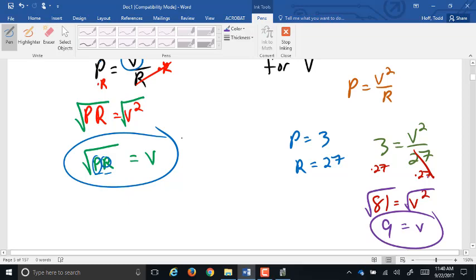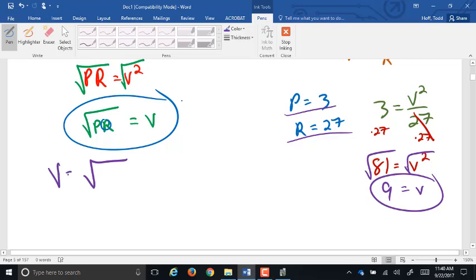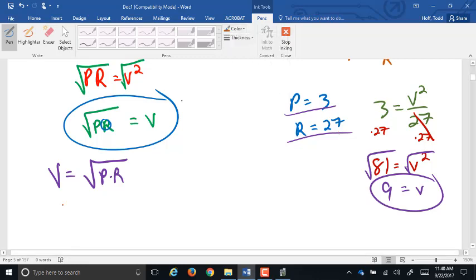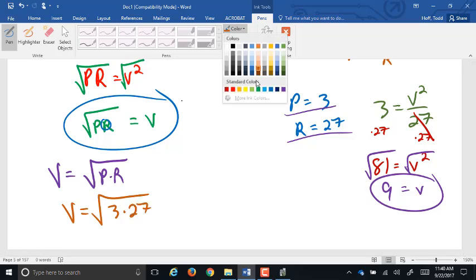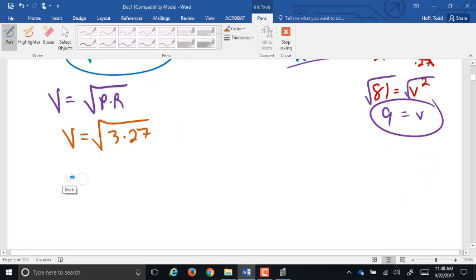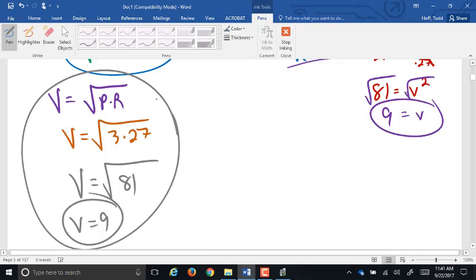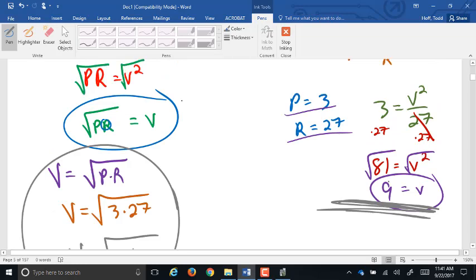But if I'm going to do this over and over and over for different values of P and R, if I use this one over here, I'm going to rewrite it as V equals the square root of P times R. Well, if I take my P equals 3 and R equals 27, this is now really easy to do. All I have to do is multiply. 3 times 27 is 81, and square root to get 9. So it's a little bit quicker here. Again, if I'm only going to do it once, I'm probably just going to plug it in and solve it like I did over here. But if it's something I'm going to have to do a lot, I want to rearrange that formula to make it a little bit more efficient.